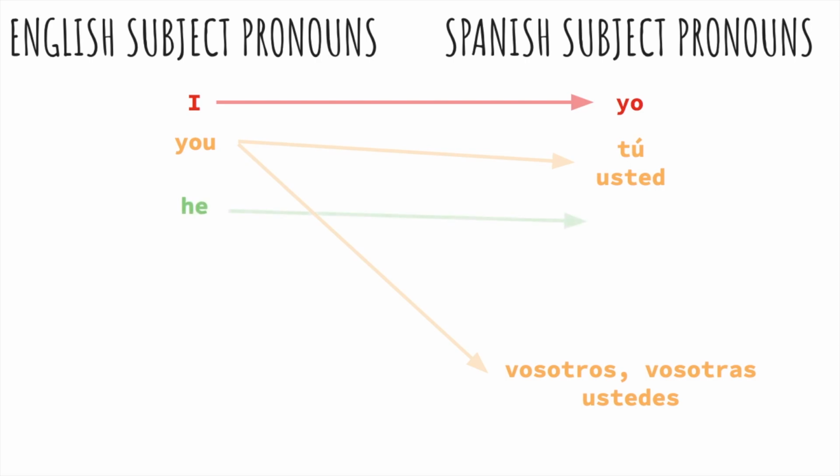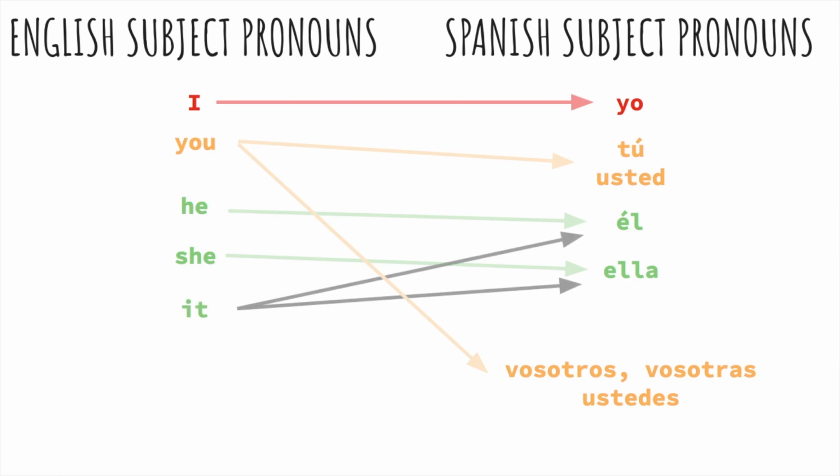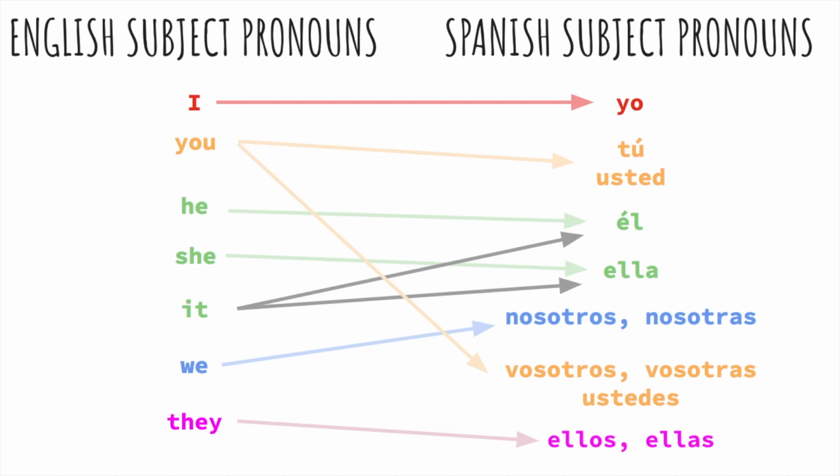He is él. Don't forget to write the accent on the E. She is ella. In English, when talking about an object, we say it. There isn't a word for it in Spanish. Instead, just say él or ella depending on the gender of the object. The pronoun we is either nosotros or nosotras. And finally, they is either ellos or ellas.